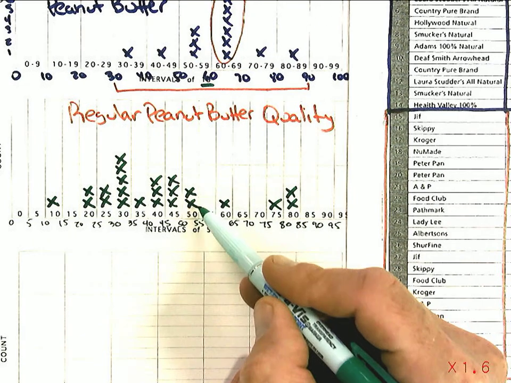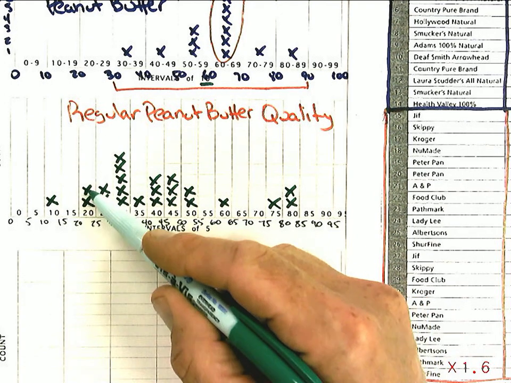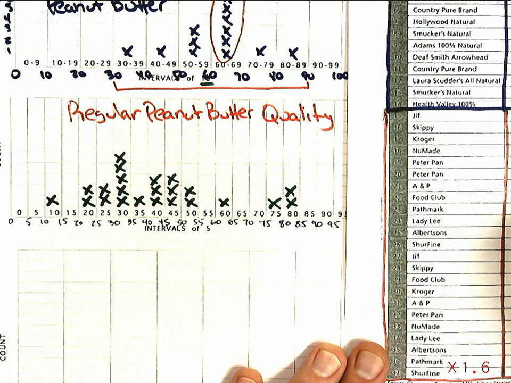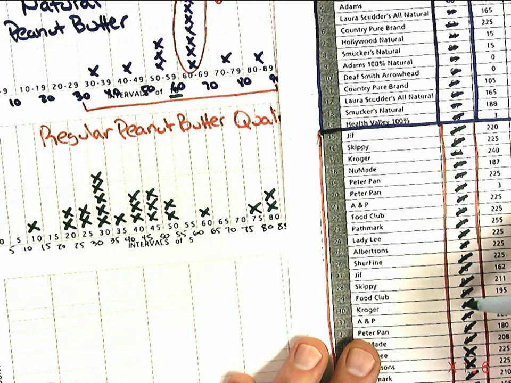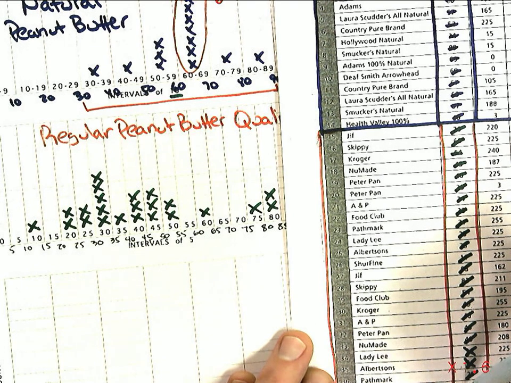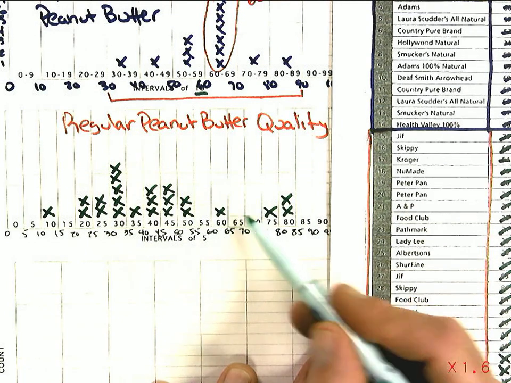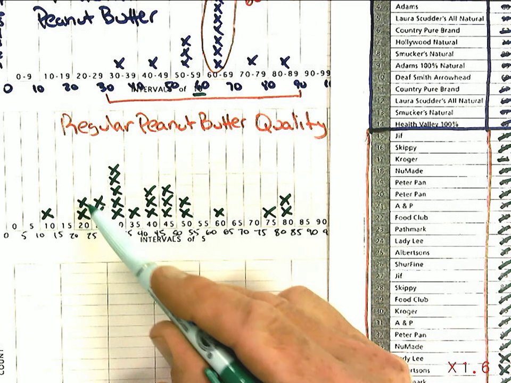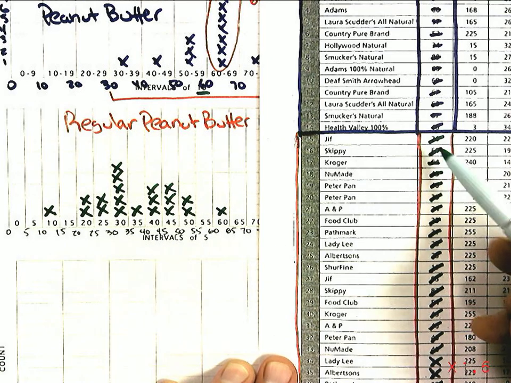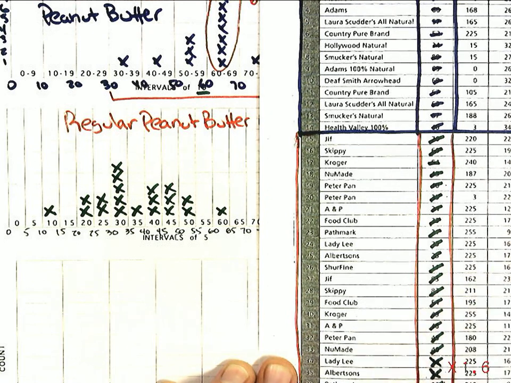1, 2, 3, up to 23. Did I miss one? Count again. 1, 2, 3, up to 23. And once more, 1, 2, 3, up to 23. Got them.